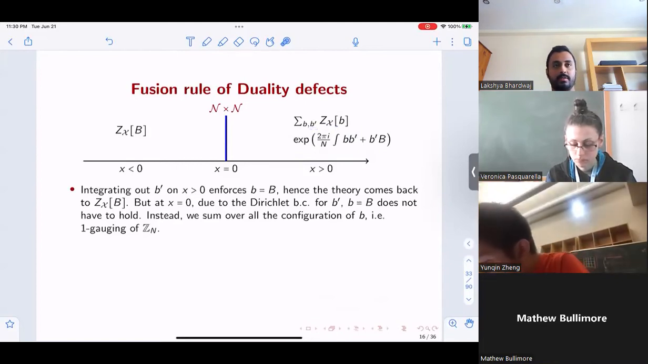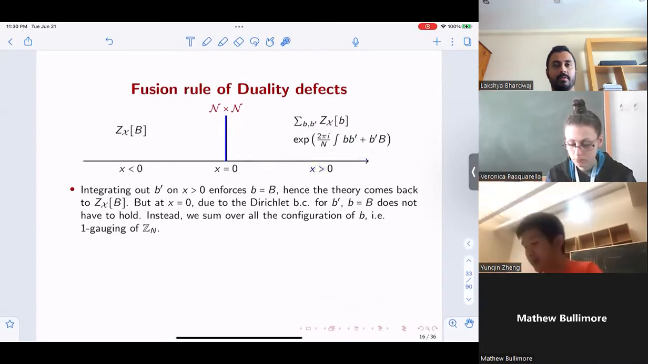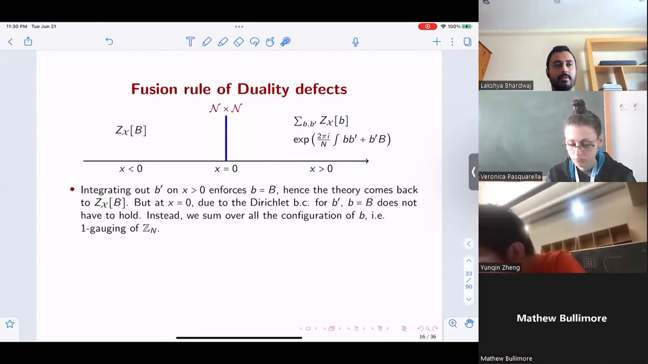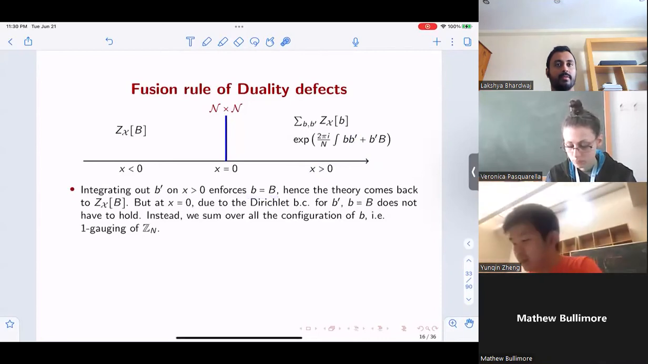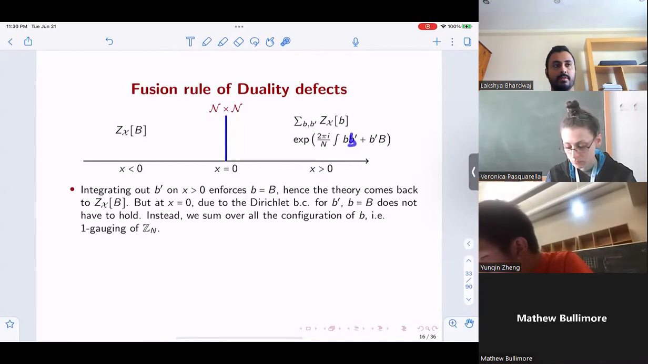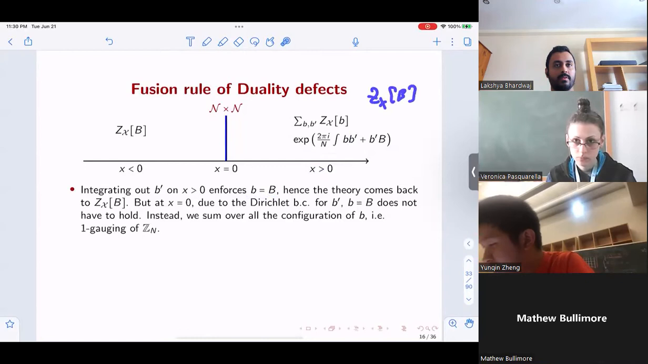So in the interior of this region, where X is bigger than 0, we can integrate out this B prime gauge field, which will enforce that the little b is equal to the background field, capital B. Once we integrate out this B prime, we find that the right-hand side comes back to Zx of capital B.